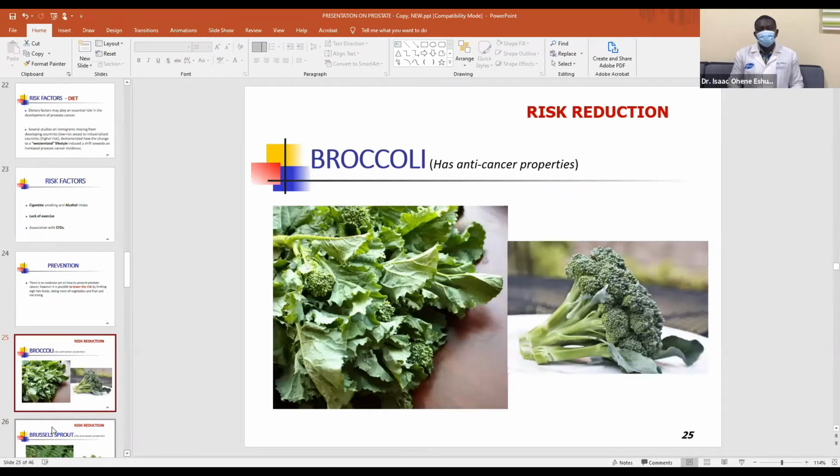Now, first on our list is a vegetable, broccoli. I believe our females who are watching us will be very familiar with it. It's known to have anti-cancer properties, and some research has actually supported the fact that consumption of this type of vegetable has very good benefits to slow or help lower the risk of developing prostate cancer.